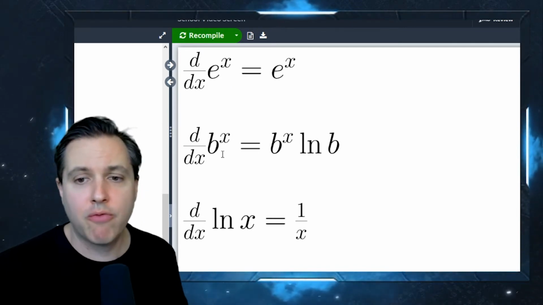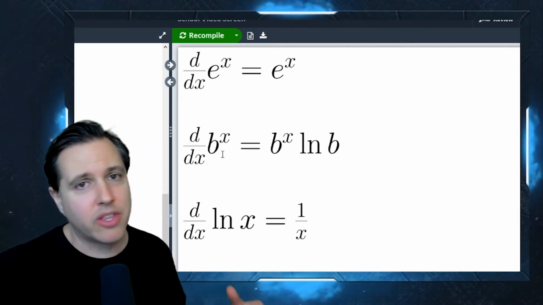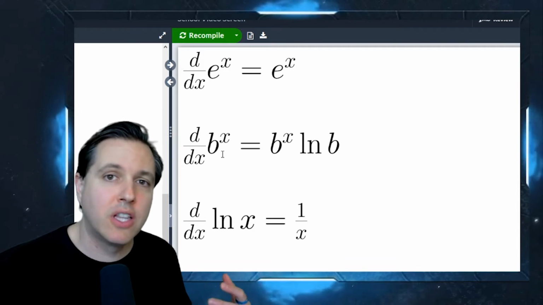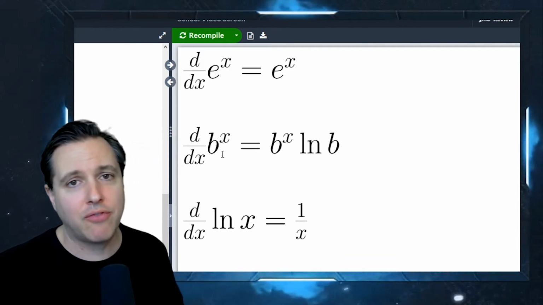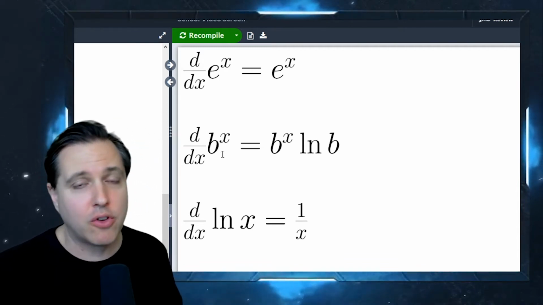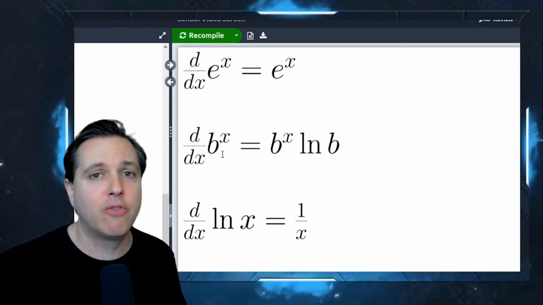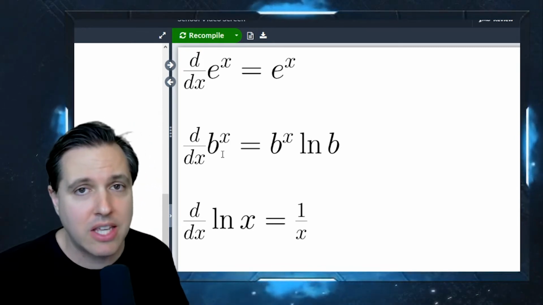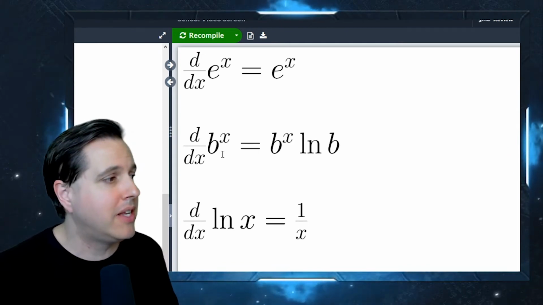Well, what if you have a different base? It doesn't work the same. The derivative of 2 to the x is not 2 to the x. There's a little bit of an adjustment factor you have to take care of, but it's not very difficult. The good news is a lot of the exponential functions we end up taking the derivative of are some form of e to the x. So that makes it a little bit easier.